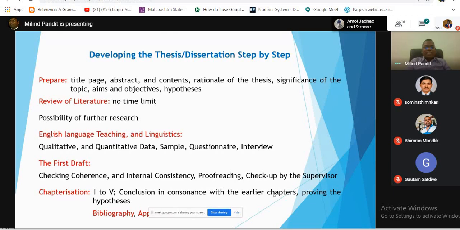So my point is checking coherence and finding out internal consistency. Am I consistent in presenting my research work, or are there disconnects, are there ruptures? This has to be tested when the first draft is ready. Then proofreading. We understand, this is one of the most boring jobs.